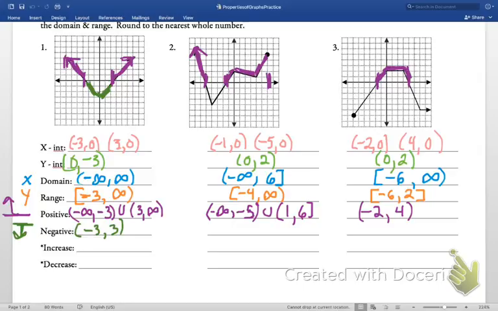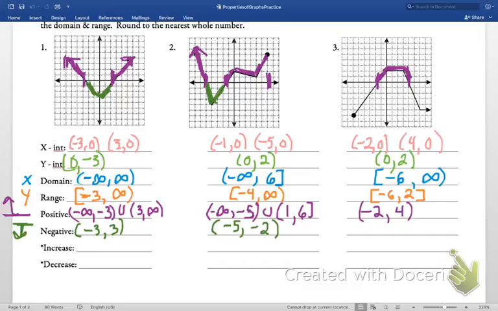Okay, let's look at number 2. I have that little V shape and that's it. Okay, nothing else goes below the x-axis. So that goes from negative 5 over to negative 2. Okay, and both of those will get parentheses.